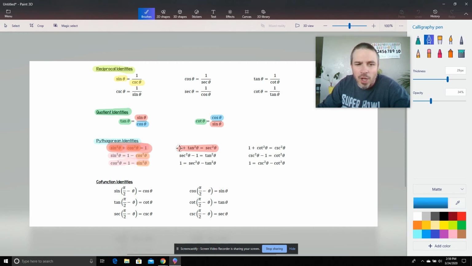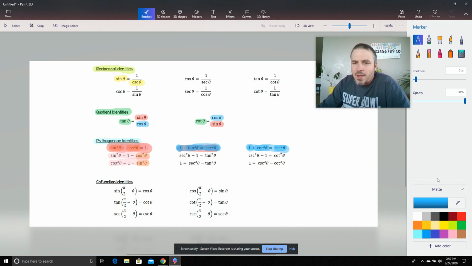So there's the 1 plus tangent squared. Instead call it cotangent squared. And that equals secant squared, which instead you could call cosecant squared. So if you memorize 1 plus tangent squared theta equals secant squared theta, you just change everything to get this one, which is 1 plus cotangent squared theta equals cosecant squared theta. Okay, so you need to memorize all of those.